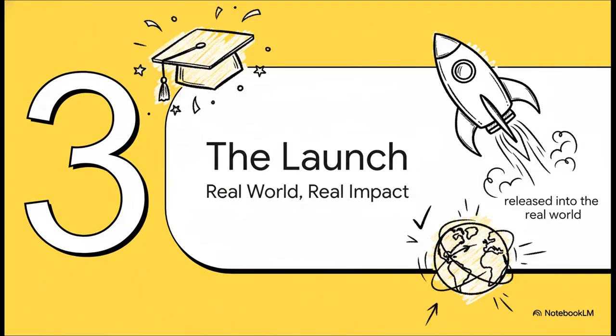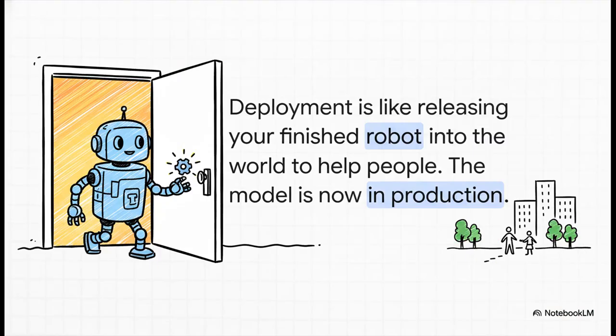Okay, so once our model passes its final exams with flying colors, it's ready for graduation. It's time for the launch, where we release it out into the real world to start making a real impact. This final step is called deployment. And to go back to our analogy, this is that awesome moment where you open the workshop doors and send your fully built robot out into the world to do the job it was designed for. This is when the model stops being a science project and starts making actual real-world decisions.